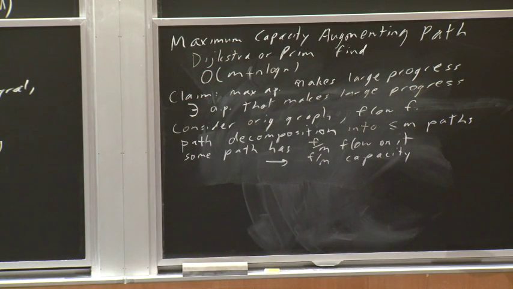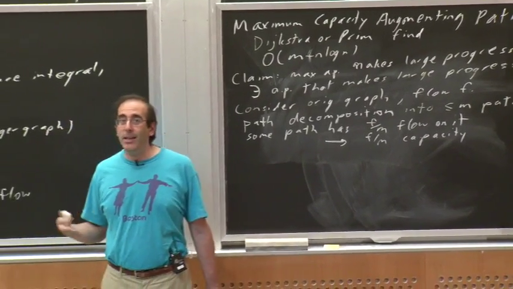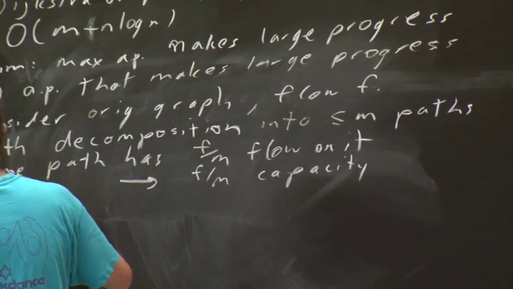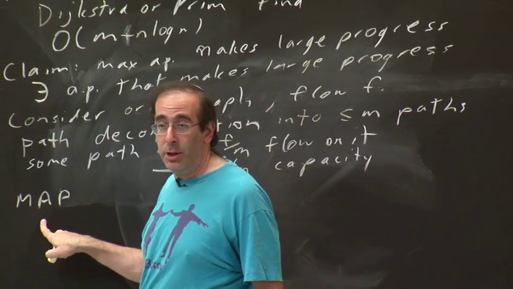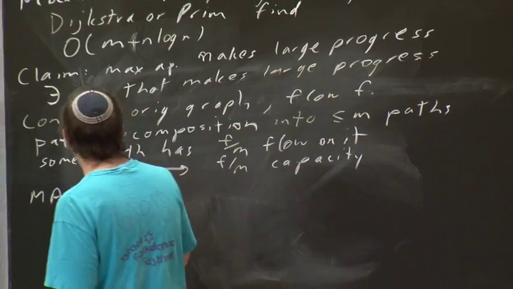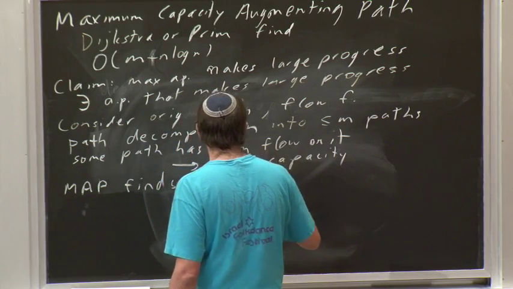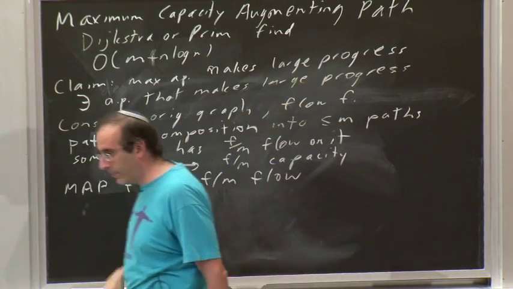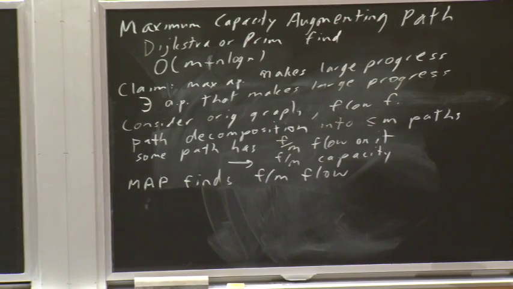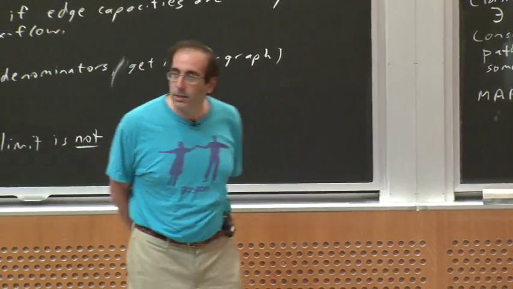So that tells us that if we find the max augmenting path, we will find at least f over m flow. So remember, this is max augmenting path. Okay? So max augmenting path finds f over m flow. I claim that's pretty much all we need. Okay. So can somebody complete the analysis?